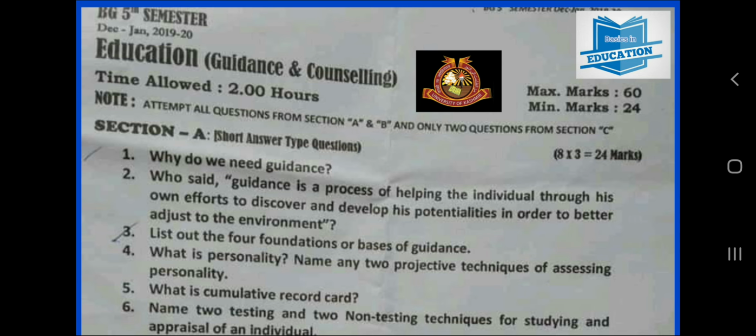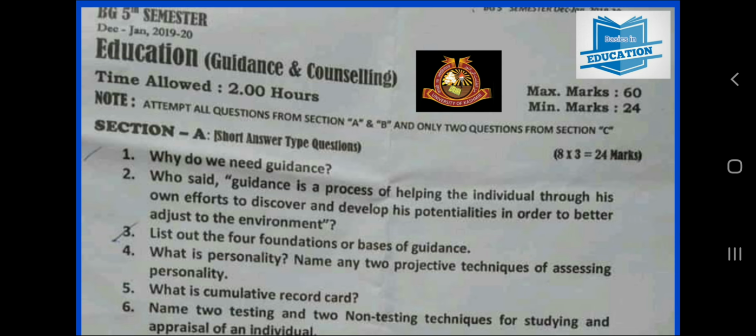BG 5th semester December January 2019 2020. Education guidance and counseling. Time allowed 2 hours. Maximum marks 60, minimum marks 24. Note: attempt all questions from section A and B and only 2 questions from section C. Section A short answer type questions 8 into 3 is equal to 24.